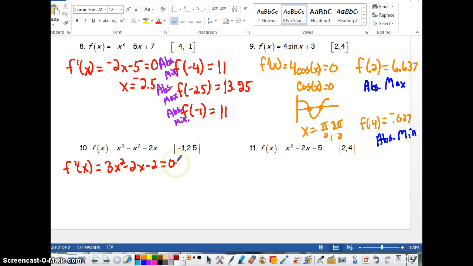So when I do that, I set this equal to 0. I end up with really two answers here. I get x is equal to a negative 0.549. And again, you can do this on the calculator.